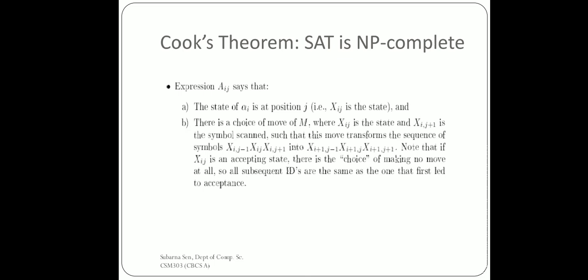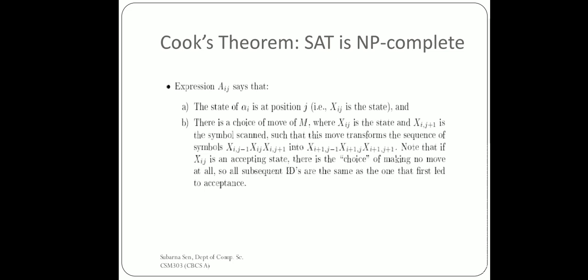Now A of ij is saying that the state alpha i is at position j, that is, x ij is the state. So if x ij is the state, my state alpha i is at position j. And there is a choice of move of M where x ij is the state and x ij plus 1 is the symbol scanned, such that this move transforms the sequence of symbols. If this is the situation, see what the move can be. If my previous symbols are x ij minus 1, x ij and x ij plus 1, what would it move to?